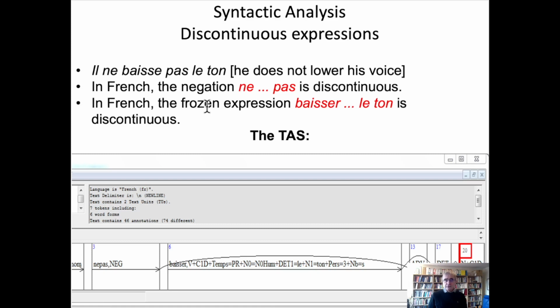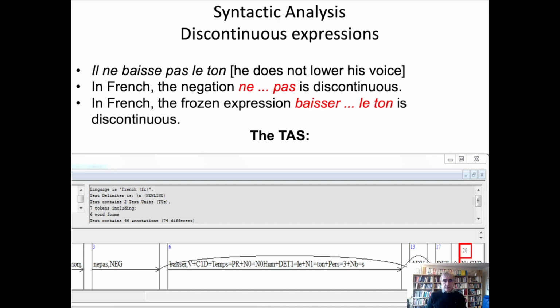So in the task, after the lexical analysis, you see that "ne pas" is represented as a discontinuous expression, "ne", then there is a bridge over "baisse", over the verb, and then "pas" is the adverb. And "baisser le ton" is also represented as a discontinuous annotation, "baisser", and then there is a bridge over "pas", "le ton".